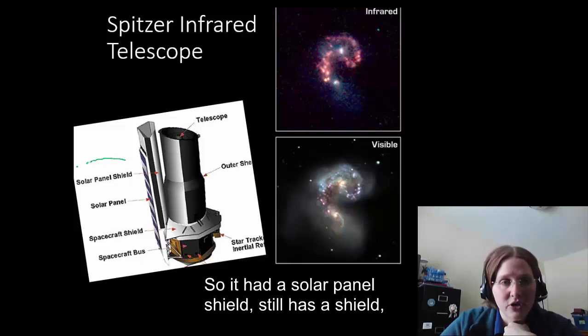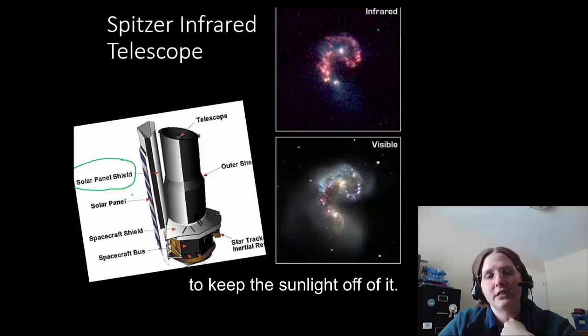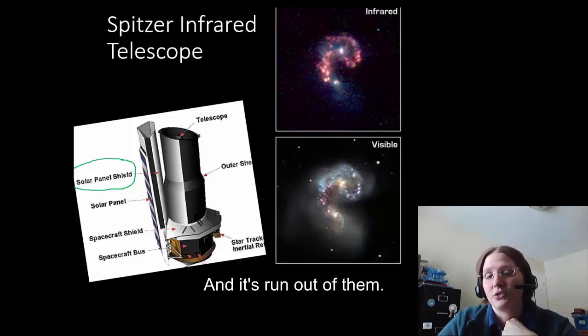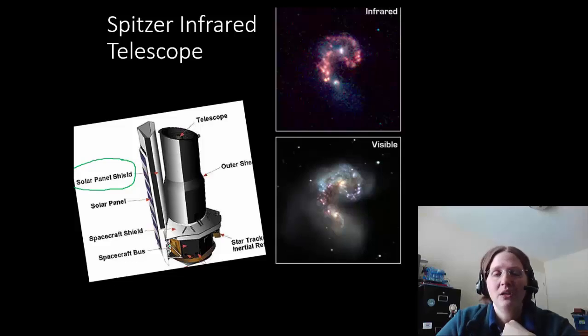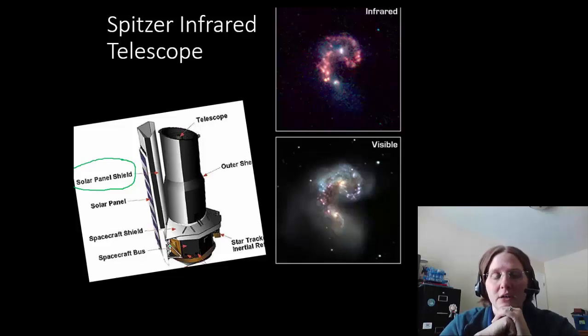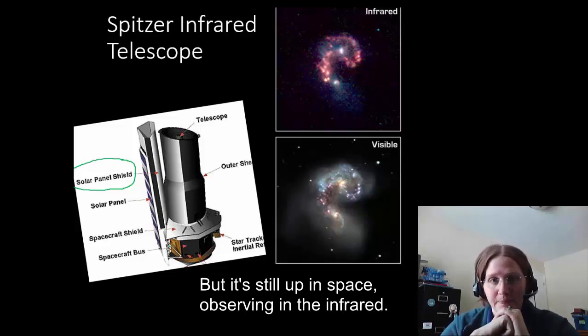So it had a solar panel shield, well, still has a shield to keep the sunlight off of it, but it also had liquid helium and liquid nitrogen as coolants to keep it extra cold, and it's run out of them. So now Spitzer is a little bit too warm. It's not as efficient anymore. It's not as great, but it's still up in space, observing in the infrared.